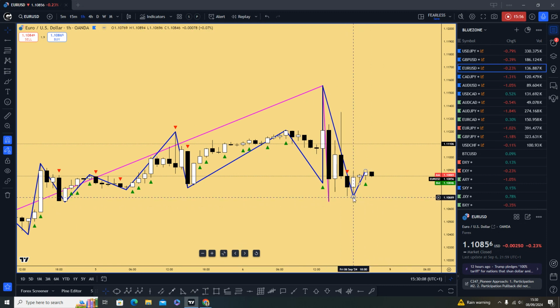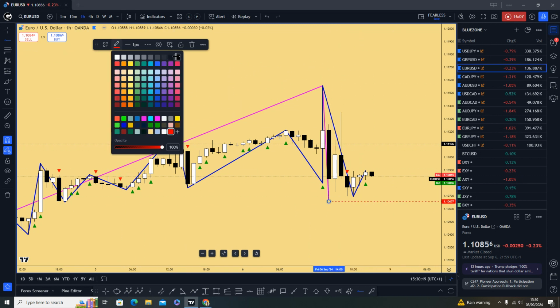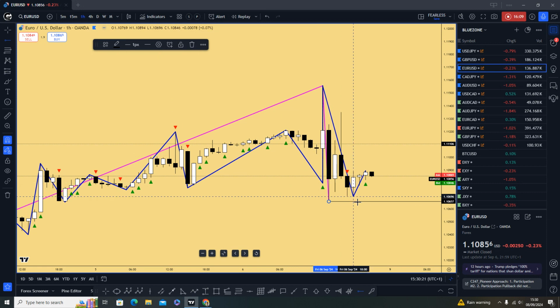1.1068 is the area. Let's use this low here. No, 4 hours low. 1.10657. Okay, that is the low that we don't want to break in order for us to continue to buy into euro US dollar.